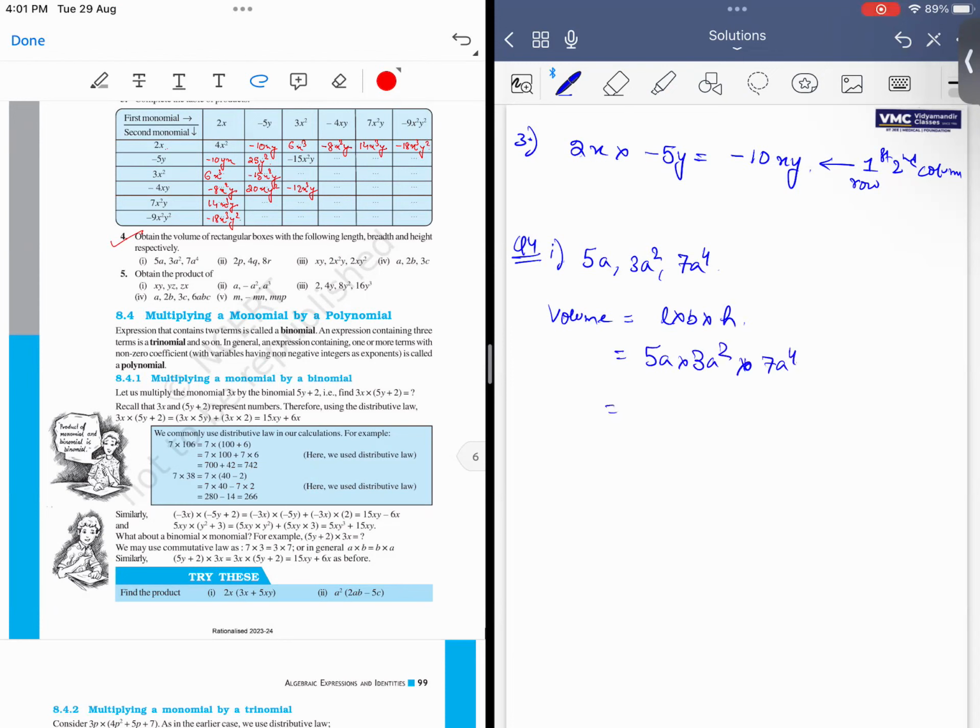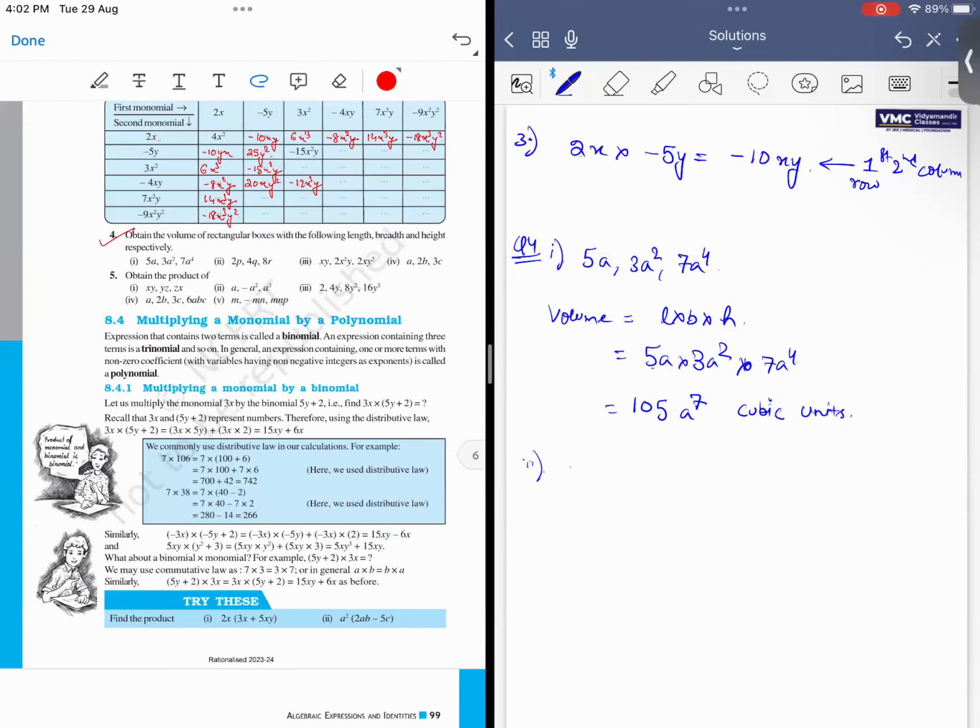So 5 into 3 is 15 and 15 into 7 is 105 and a to the power, how many powers? 4 plus 2, 6 and 1, 7. And this is cubic unit. The volume unit is in cube, so cubic unit. Likewise, the second one we can do in the same manner.